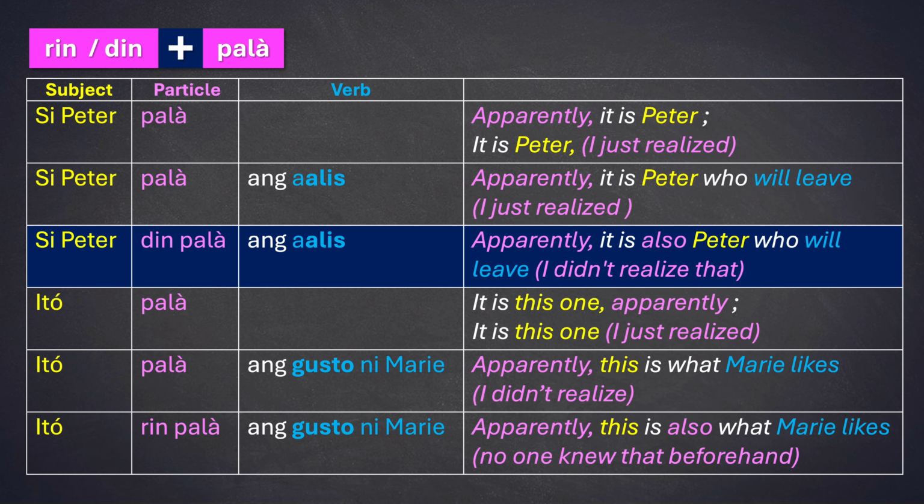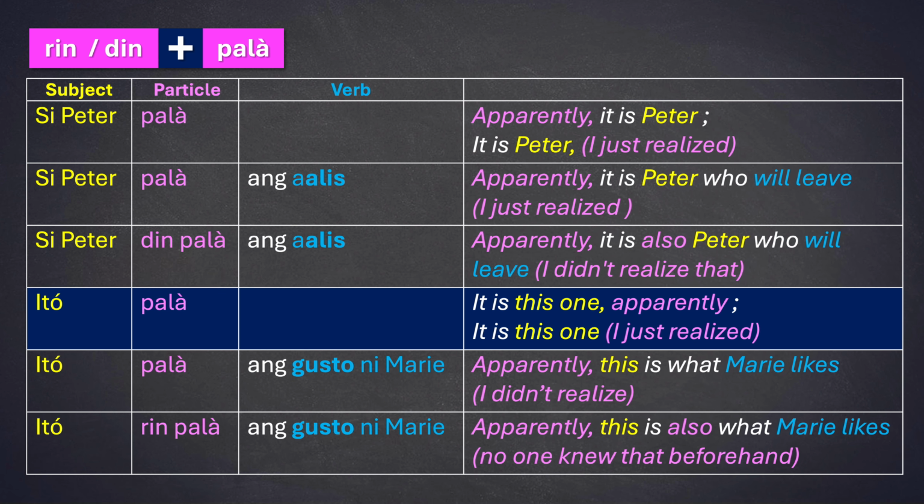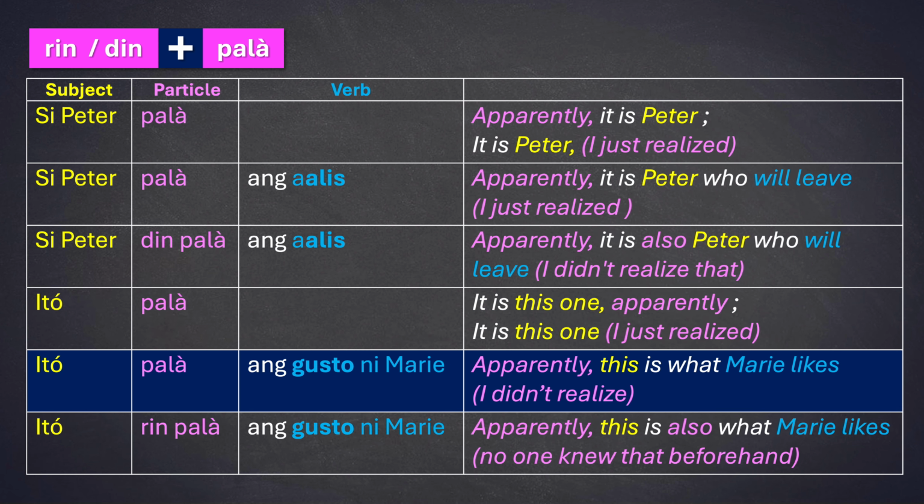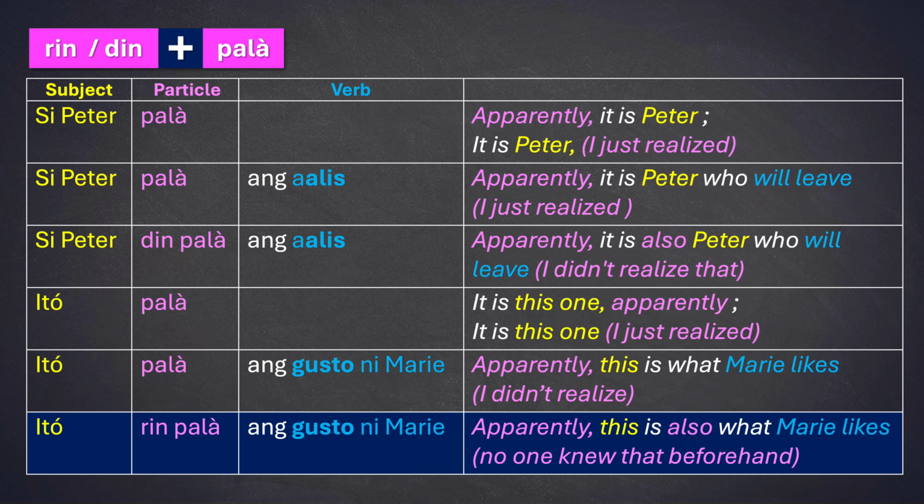I didn't realize that. Ito pala. It is this one apparently. It is this one I just realized. Ito pala ang gusto ni Marie. Apparently, this is what Marie likes. I didn't realize. Ito rin pala ang gusto ni Marie. Apparently, this is also what Marie likes. No one knew about that beforehand. That was not too difficult, right? Now, let's tackle the next one.